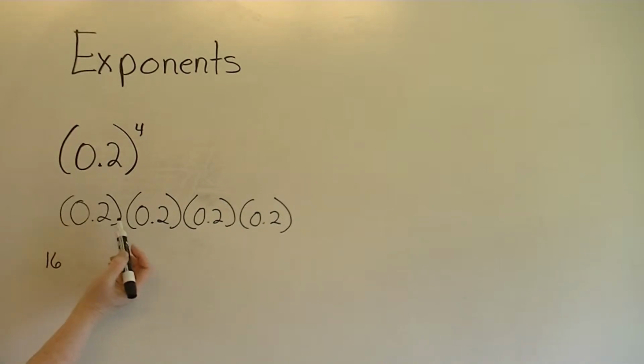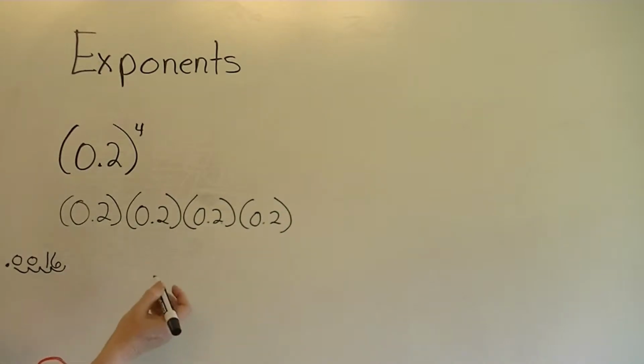But if I count my decimal spots that are on the right, there's 1, 2, 3, 4. So that means in my answer, I'm going to have to take 4 hops to the left. And so my answer would be 0.0016.